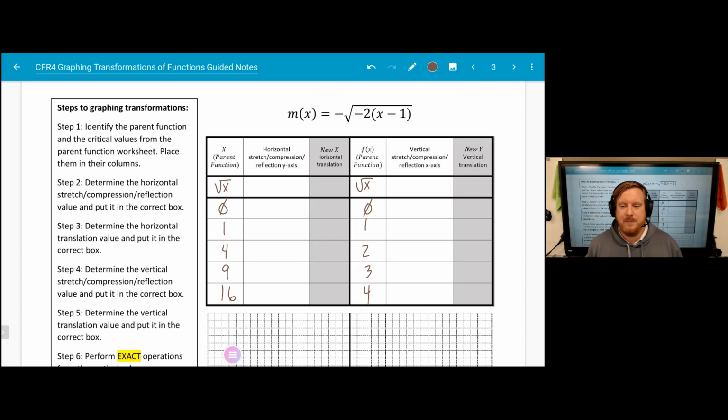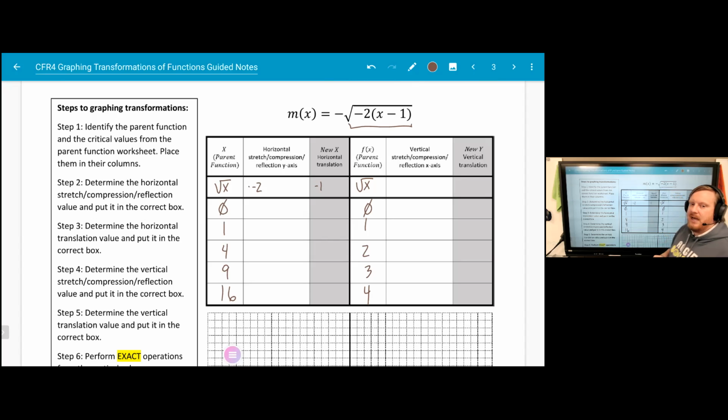We've done step 1. Step 2, is there anything multiplying horizontally inside of this absolute value stuff? Yeah, there is. -2 is multiplying, so times -2. I'm going to write that here. We're going to remember that. And I've also got x minus 1 on the inside in that horizontal business.